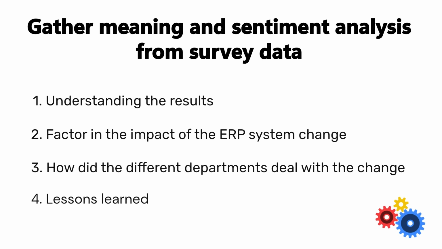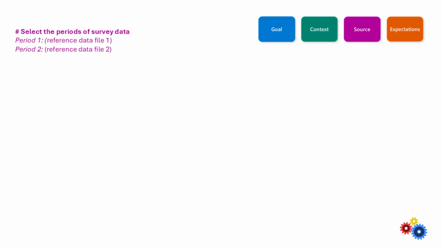So let's go over the main prompt. I'm using the prompt framework of goal, context, source, expectations here to make sure as many different areas are covered for the best result. Now, just to confuse you, but it makes sense to me when constructing a prompt in Copilot, is to put the source first. This way we don't interrupt the flow of the rest of the prompt, but can reference the data later by just using period 1 or period 2 in this case.